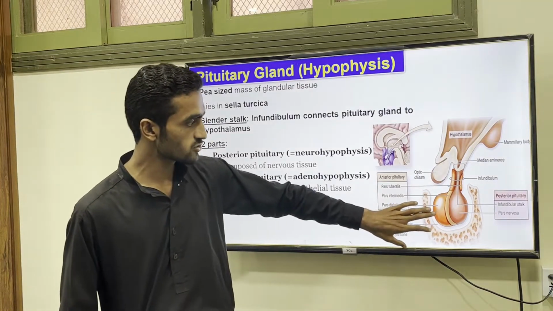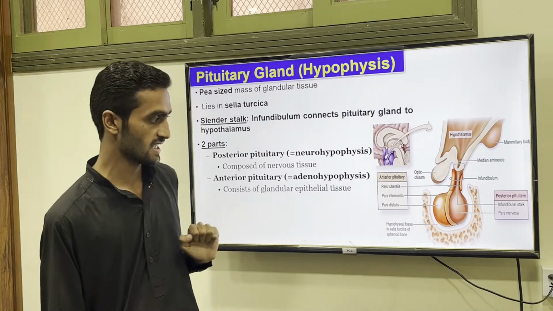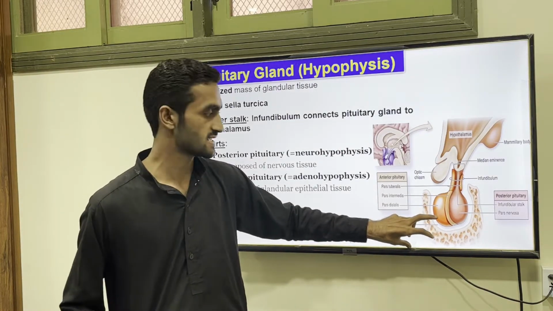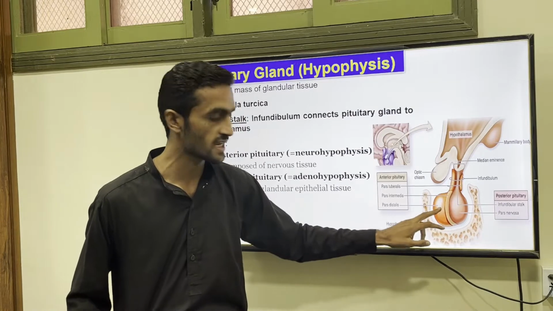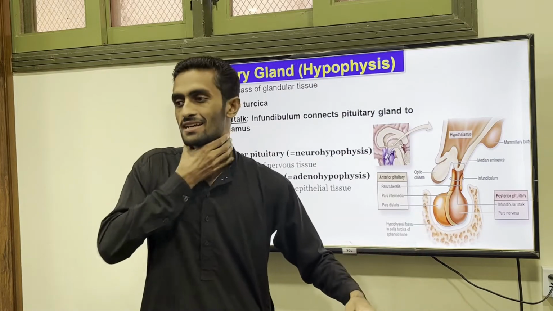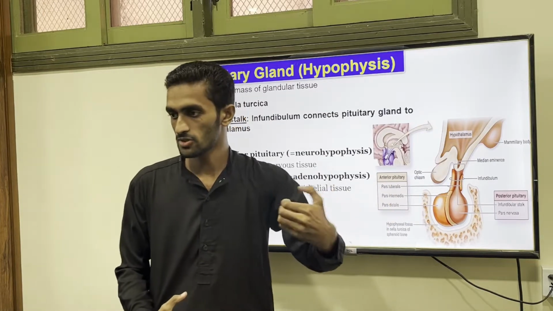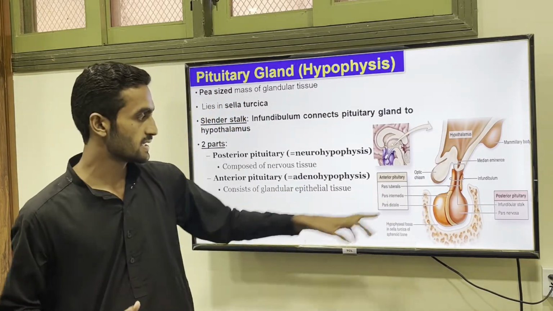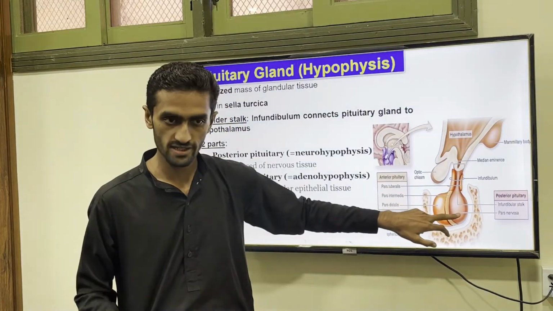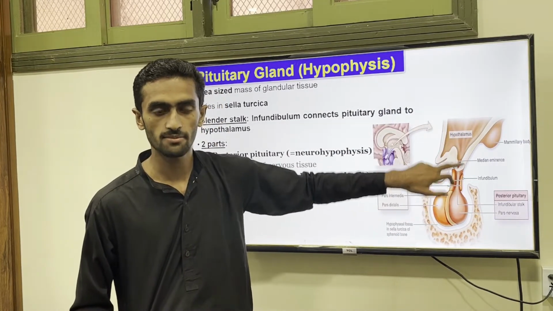If you look at the anterior pituitary, it has three parts: pars tuberalis, pars intermedia, and pars distalis. The major part is the pars distalis, and between the posterior pituitary and the anterior pituitary is the pars intermedia. The tuberalis is a neck-like, collar-like part around the infundibulum. In the posterior pituitary, this is the pars nervosa, and its stalk, which connects with the hypothalamus, is named the infundibulum.